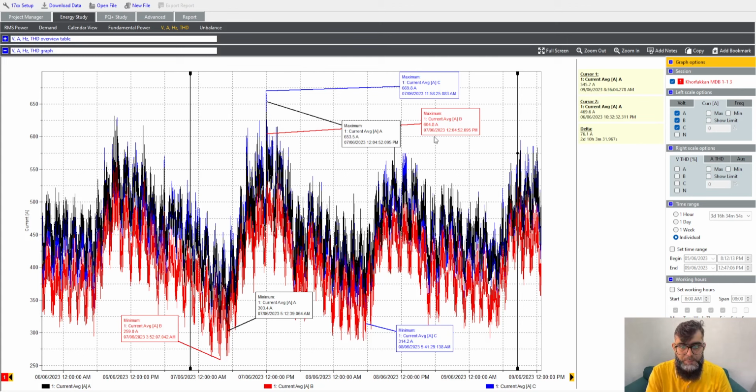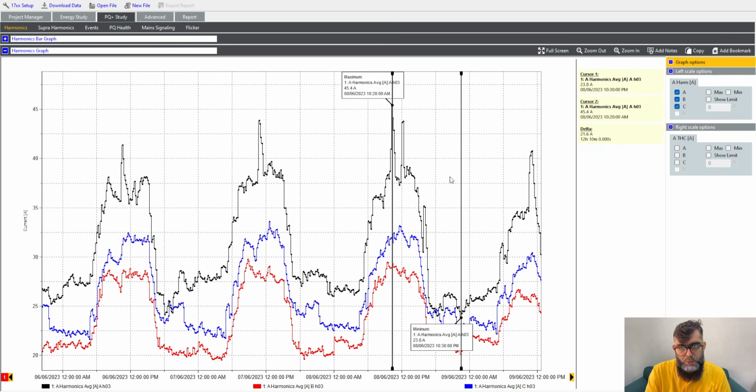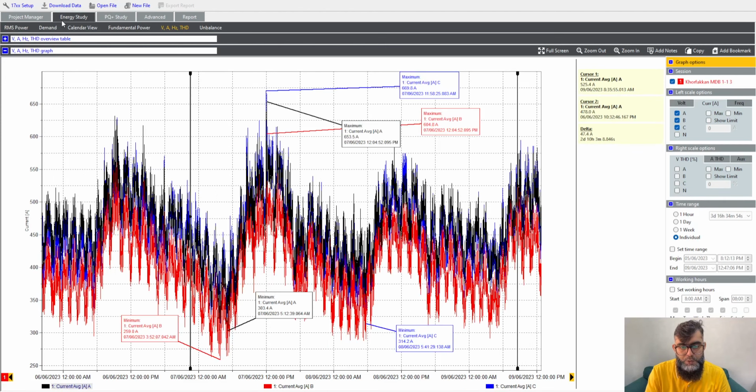Why this is important is when looking at the power quality study, we tend to look at the harmonics value when our system was drawing the maximum possible current, right? So what I do is I know the time when my blue phase was drawing the maximum current, which is 11:58 a.m. The date was 7/6.